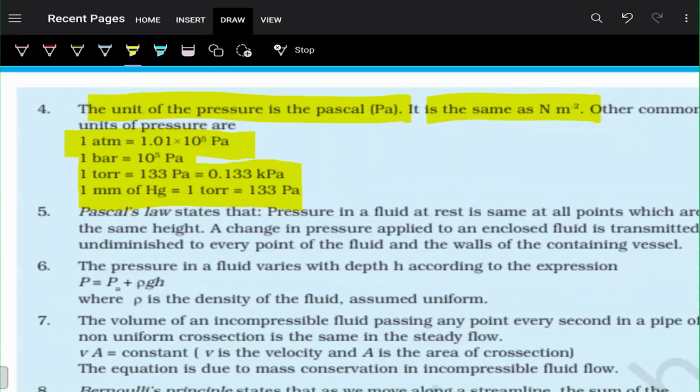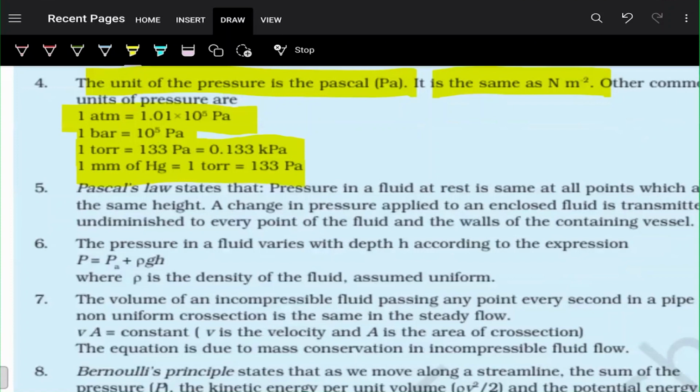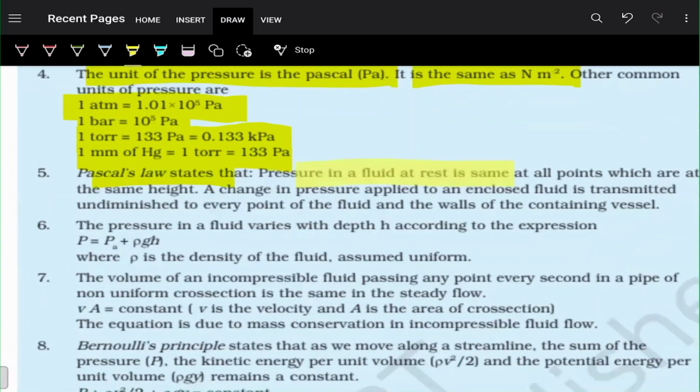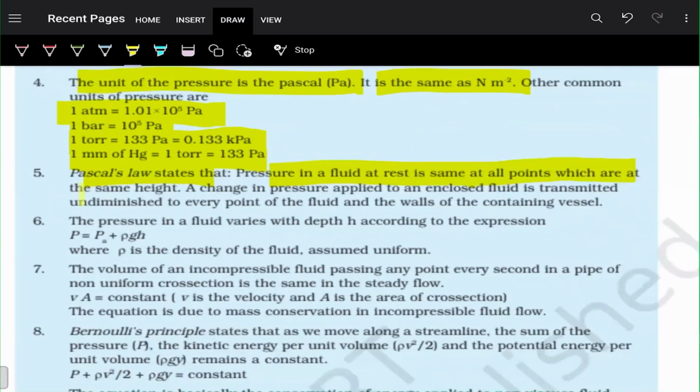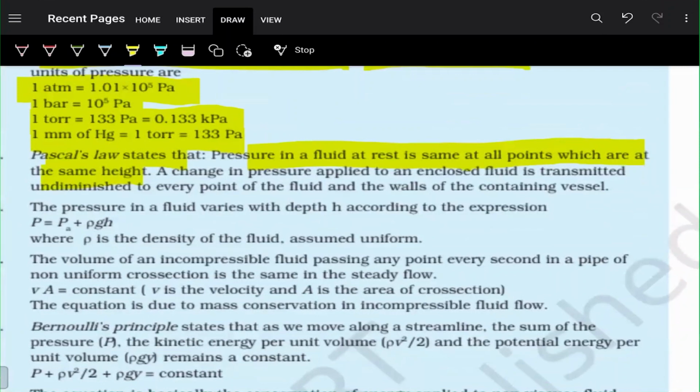Next, Pascal's law. Pascal's law states that pressure in a fluid at rest is the same at all points which are at the same height. If the fluid is at rest, the pressure will be the same at all points at the same height. A change in pressure applied to an enclosed fluid is transmitted undiminished to every point of the fluid. We have seen this, hydraulic brake, hydraulic lift, everything we have seen and discussed.